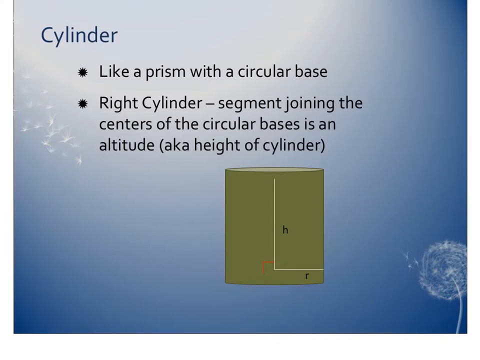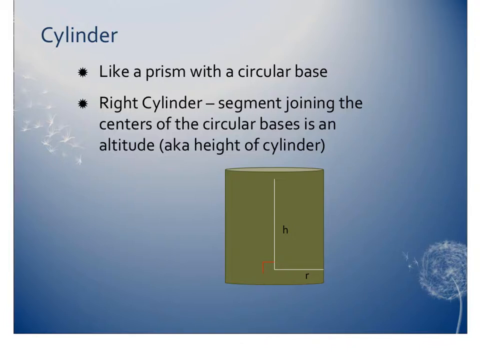Now the cylinder. Just like a prism, but with a circular base. A right cylinder has a segment joining the centers of the circular bases, and that would be your altitude, which is also known as the height of the cylinder. So the altitude of the cylinder is also the height of the cylinder.